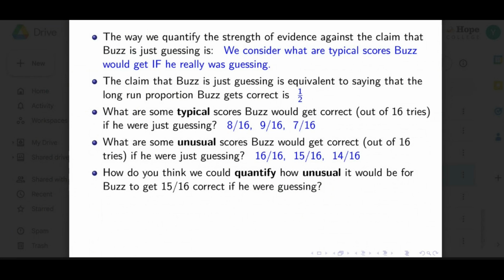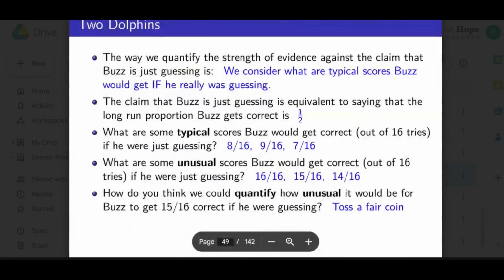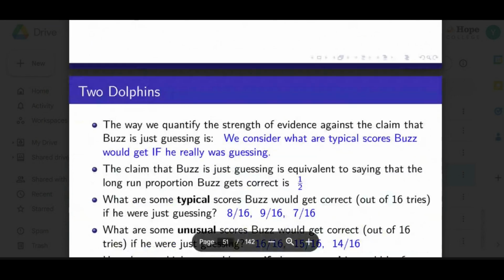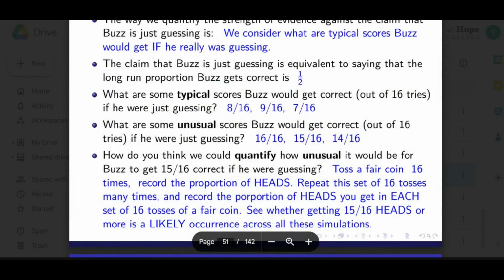So how do you quantify how rarely something is happening when you guess? You toss a fair coin 16 times. Why 16? Because the study involved 16 tries. Your experiment, your coin flipping, is trying to replicate that. All right. You toss a fair coin 16 times, and you record how many times you get a hit.